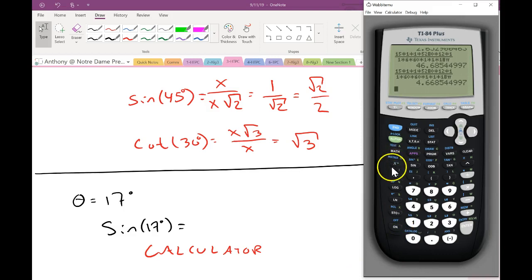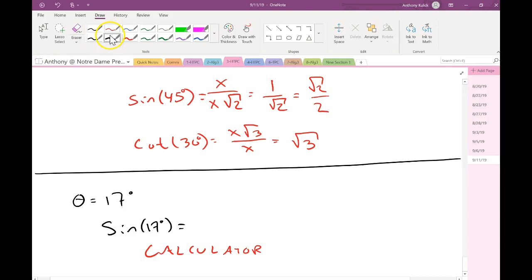Okay, so I'm going to just type into my calculator sine of 17. So I get about 0.29. What do we have to be careful about when doing something like this?